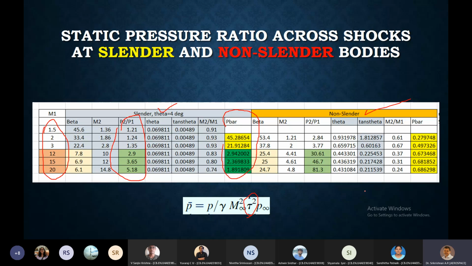I'll explain these numbers which I have colored here later as we get into the formulation of this. For now, I just want you to be aware that what we are going to discuss is primarily concerned with slender bodies. Today, I'll stop here and we'll move on to the discussion of the presentations.